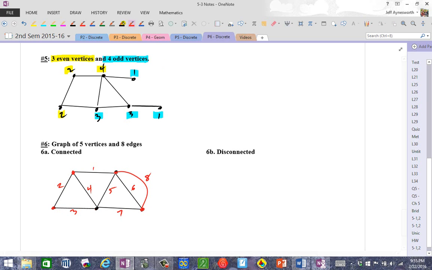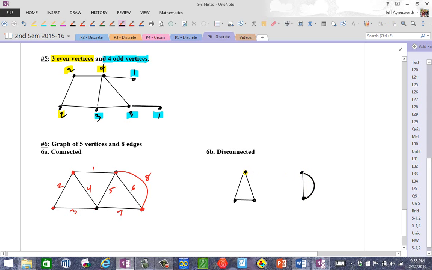Okay. How about disconnected? All right. So 1, 2, 3, 4, 5 vertices, 8 edges. Okay, here we go. 8 edges. So 1, 2, 3, 4, 5, 6, 7, 8. And it's disconnected. I did it. Okay, 8 edges, disconnected. There we go, guys. That's all there is to it.